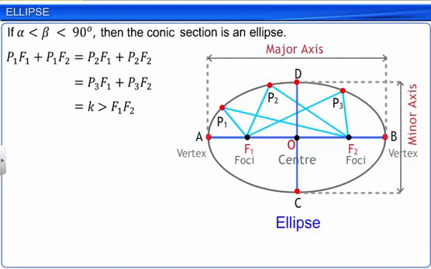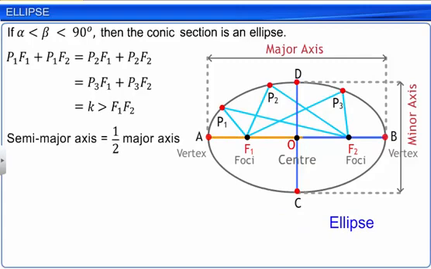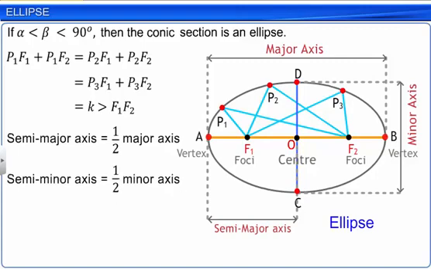A line segment joining the center of an ellipse to either of its vertices is called a semi-major axis. Clearly, a semi-major axis is half of the major axis of an ellipse. Similarly, a line segment joining the center of an ellipse to either of the endpoints of its minor axis is called a semi-minor axis. Clearly, a semi-minor axis is half of the minor axis of an ellipse.